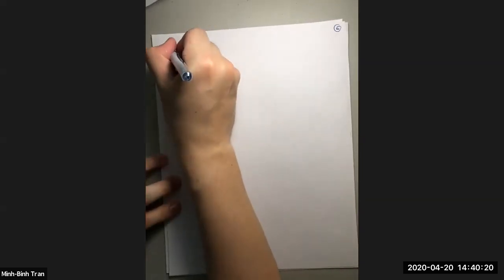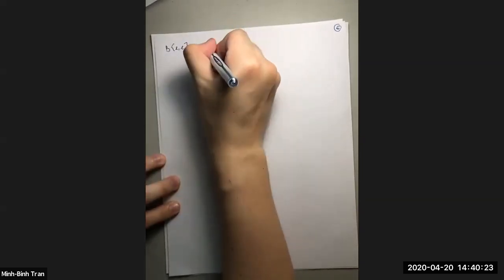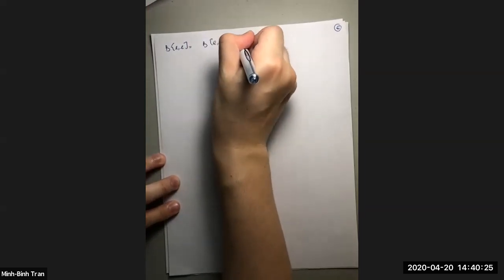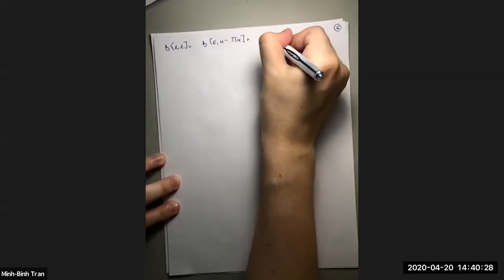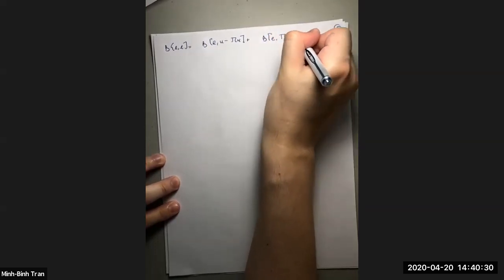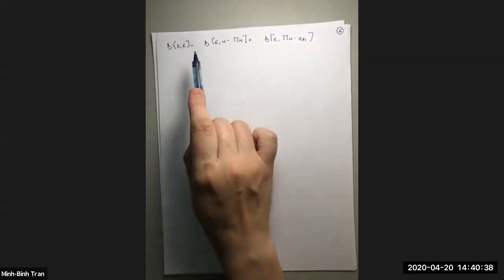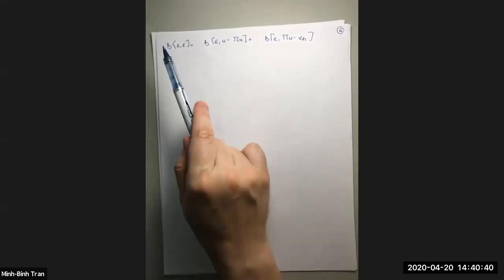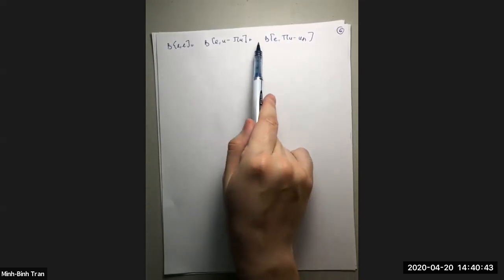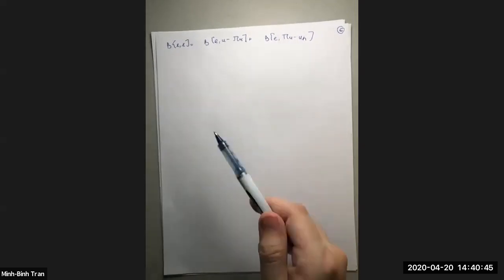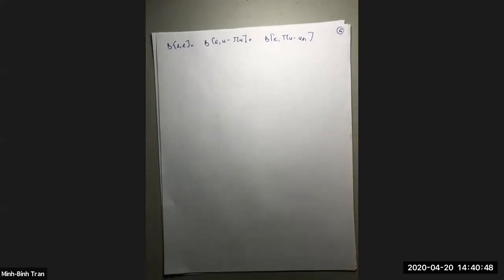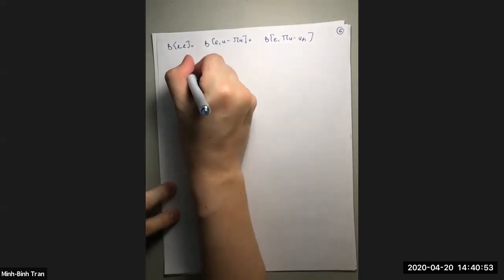So then I'm going to get B of E, E will be B of E, U minus pi U plus B of E, pi U minus UH. Explain again. You get B of E, E will be B of E, U minus pi U plus B of E, pi U minus UH. Right? Good. So now I'm going to say that the second term is going to be 0.